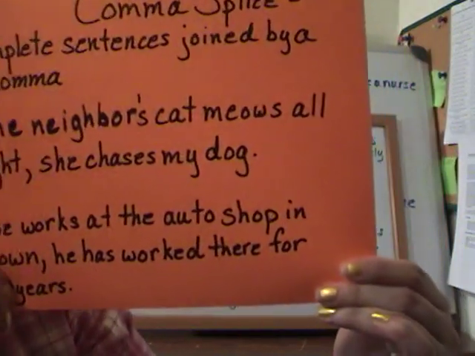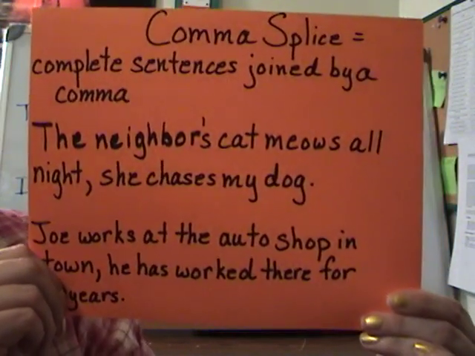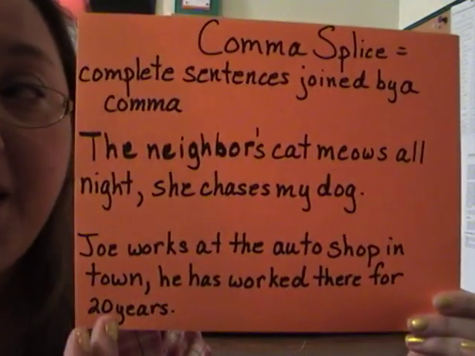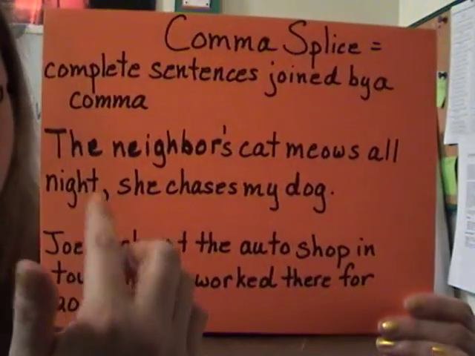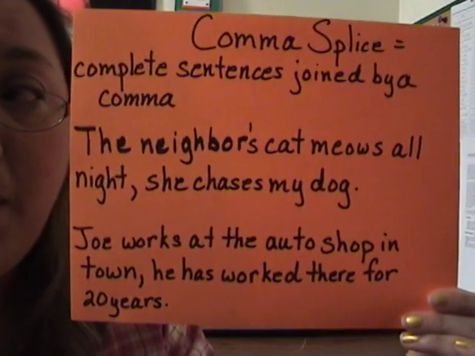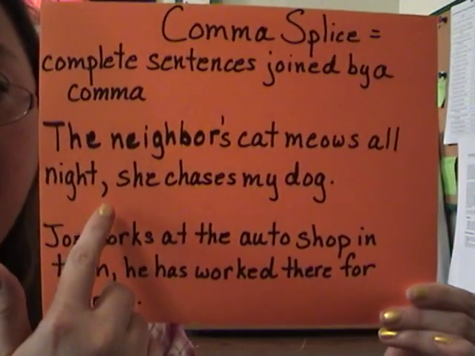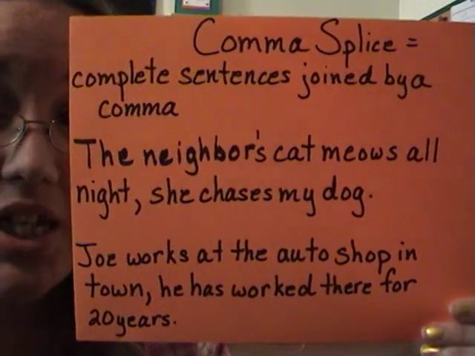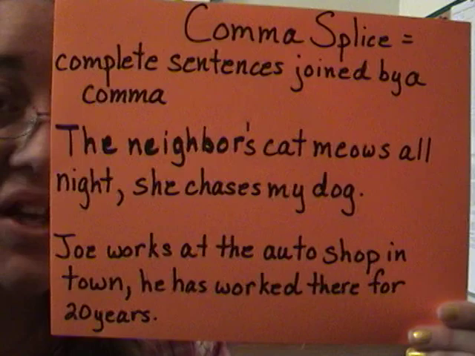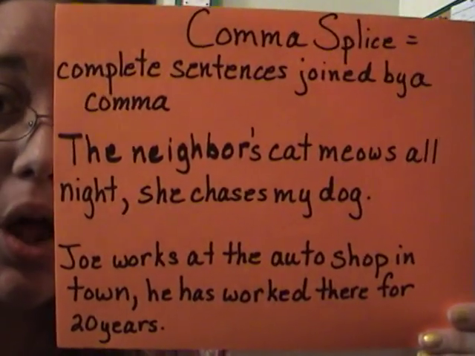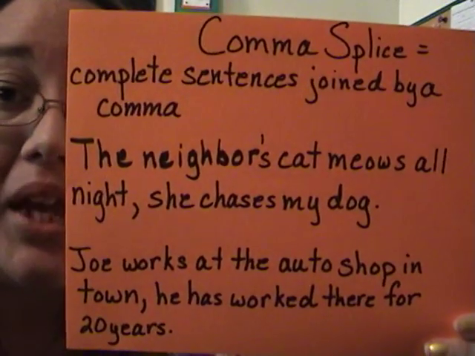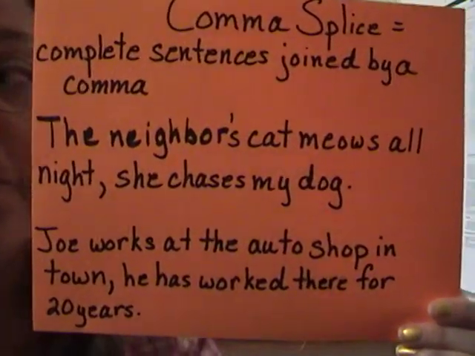If we take a look at this first example, the neighbor's cat meows all night. She chases my dog. Okay, two complete thoughts here. The neighbor's cat meows all night, that's one complete thought. She chases my dog, that's also a complete thought, but they're joined by a comma and a comma only. That is incorrect. You must combine that comma with either a coordinating conjunction or possibly use it with a transitional expression and a semicolon. But you cannot use a comma by itself.